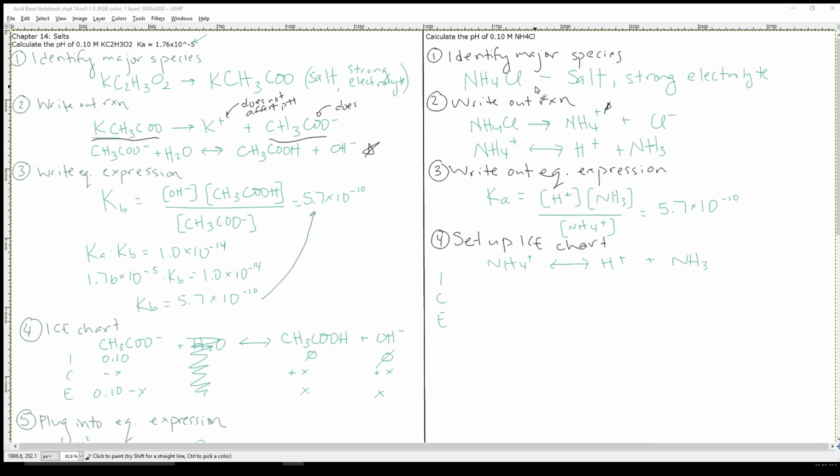Okay, so same as last time, I know that there's a 1-to-1 ratio between my ammonium chloride and my ammonium, so that means I know my initial concentration is 0.10 molarity, and I know I don't have any of these yet. I don't know any equilibrium values, so this is going to just be x. So I end up with 0.10 minus x, x, x. I will now plug it into my equilibrium expression.